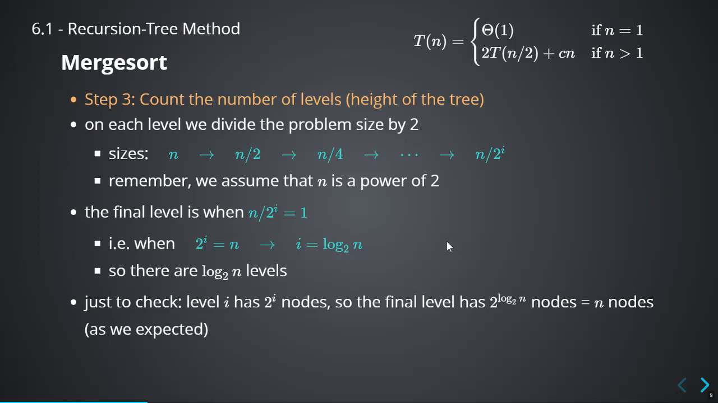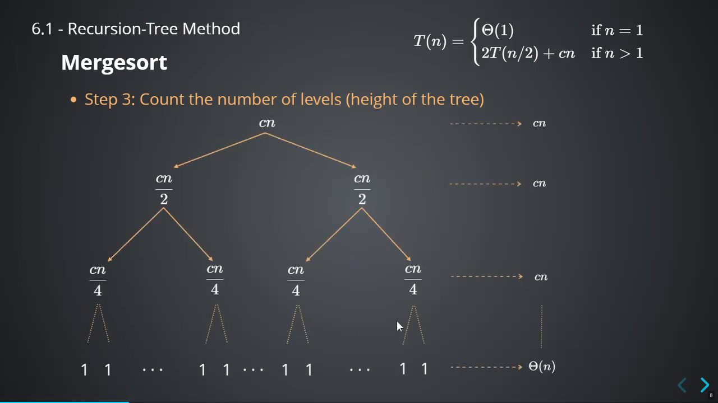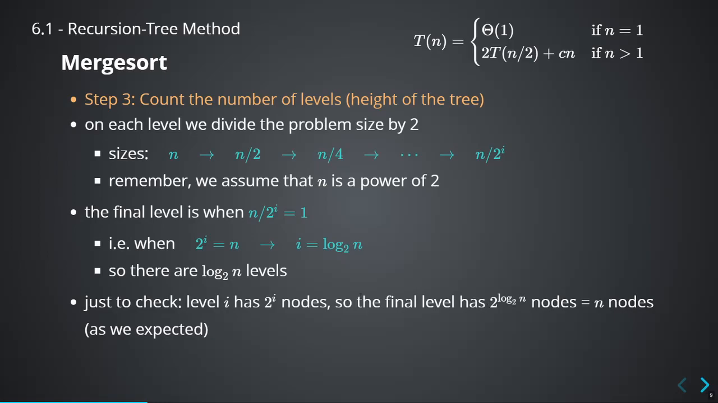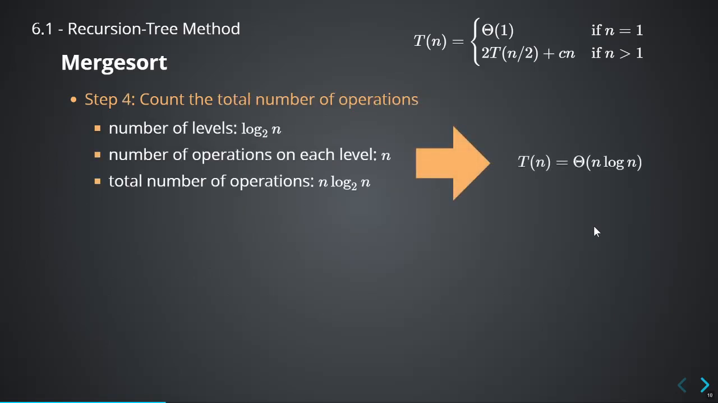So just to check, level i, the last one, how many nodes do you have? You have 2 to the i nodes. So, sorry, on every level you have 2 to the i nodes, which means that on the final level you have 2 to the power of log 2 n nodes. And we discussed this identity in the workshop. 2 to the power of log 2 n is just n nodes, as we expected. Okay. So we got the number of levels. We got the number of operations on every level. And now we just need to find the total number of operations. And we did this in the last lecture anyway. It's just n times log base 2 of n. So T(n) is just big theta n log n.